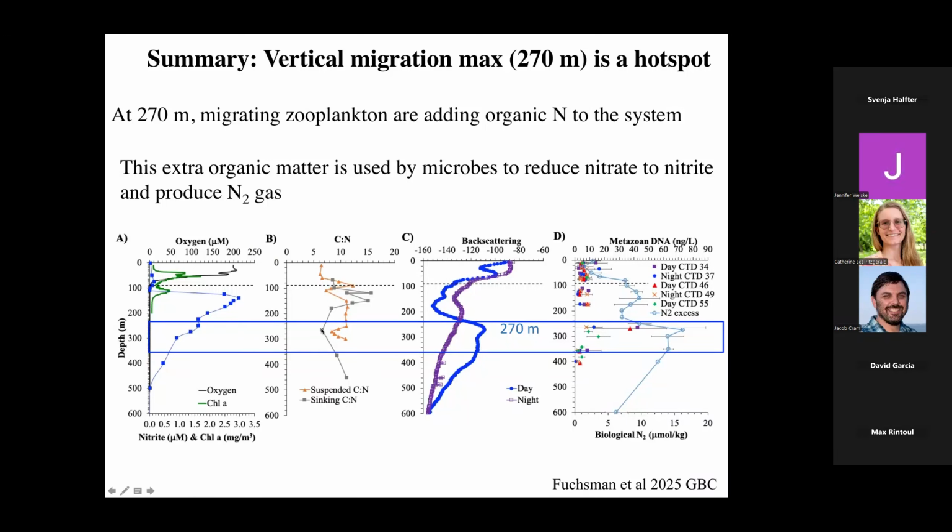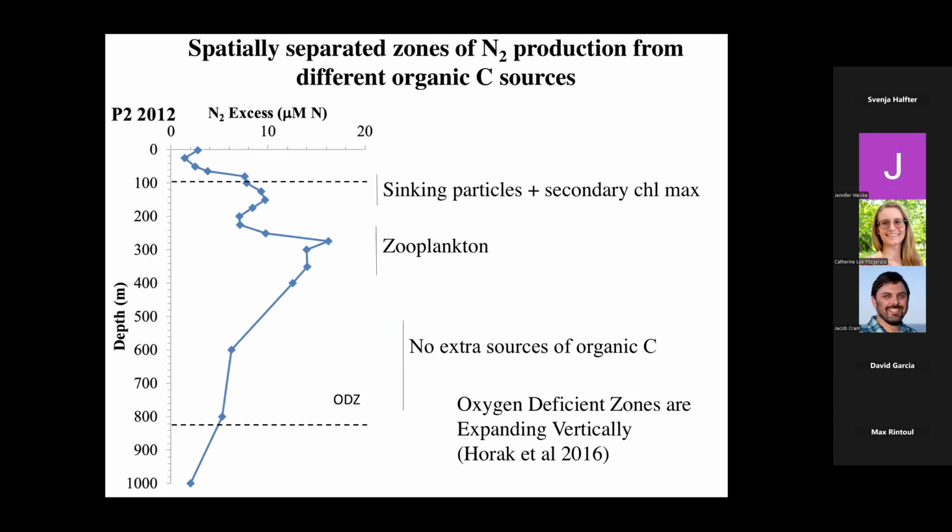C to N ratios are decreasing in both suspended and sinking organic matter. You've got this nitrite peak coming from nitrate reduction, and then N2 gas having a peak at the same depth, and here's the qPCR data. So putting it all together, the point is to just see that it's all really happening at the same kind of small depth range. So what does this mean in a slightly bigger picture?